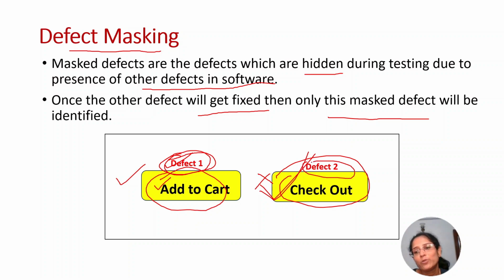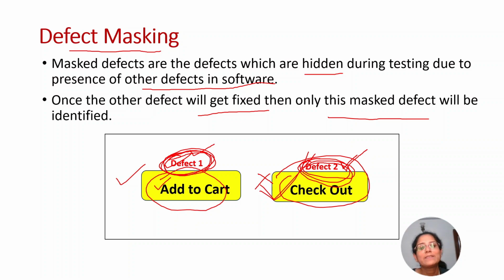Let's suppose this defect 2 is there. This defect 2 is getting hidden due to defect 1, because I am not able to proceed from add to cart to checkout. So I cannot notice defect 2 until defect 1 is fixed or resolved. Then only I can proceed to the checkout page, and then defect 2 will come into the picture. So for now, defect 2 is your masked defect, which is hidden due to defect 1, which is present in the add to cart page.